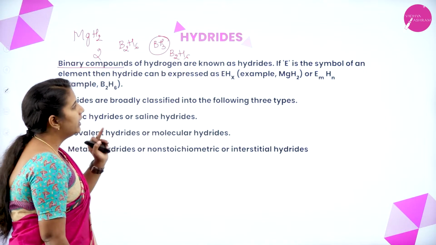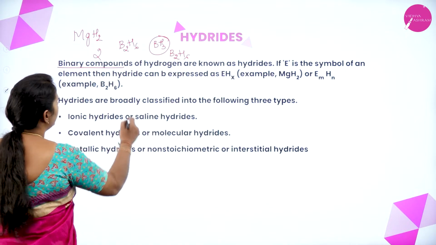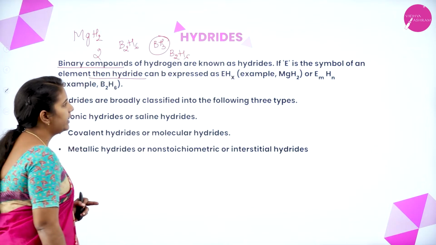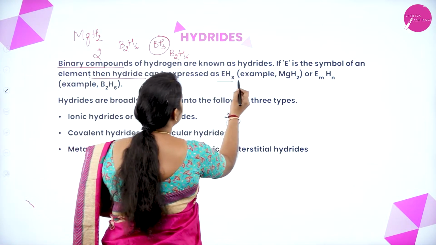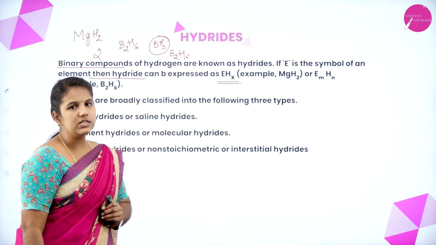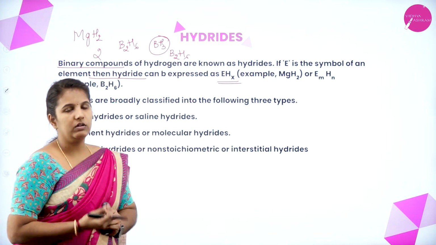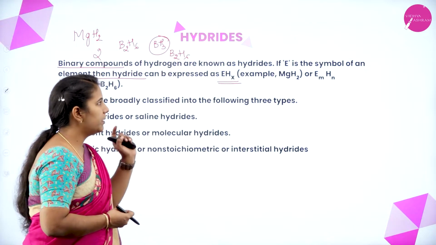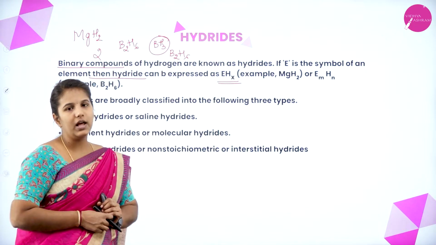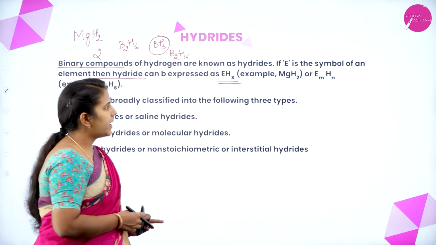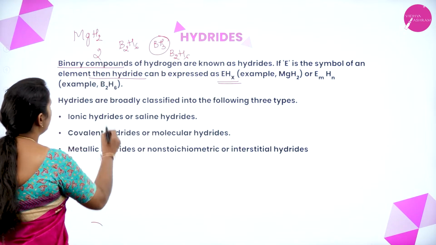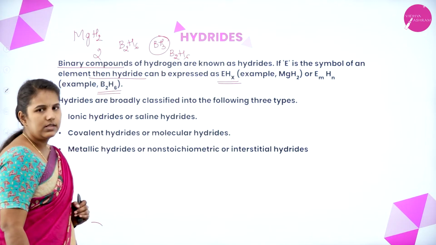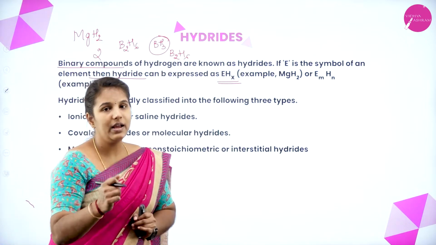Here, E is the symbol of an element. Then the hydride can be expressed as EHx. So, this is a general formula to represent a metal hydride. What is the E here? E stands for the metal and H stands for the dihydrogen. So, an example is MgH2, that is the example of a binary hydride.